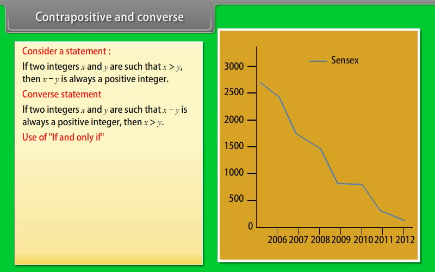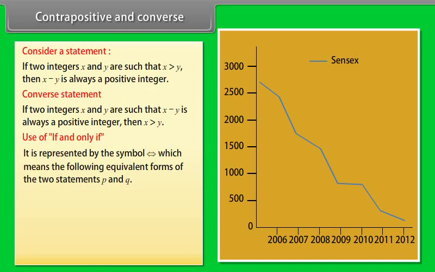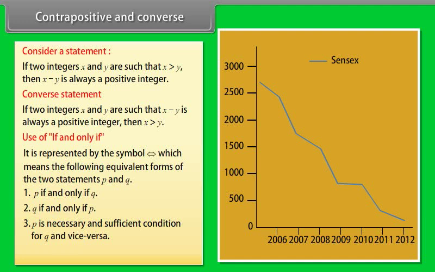Use of if and only if. It is represented by the symbol ⇔, which means the following equivalent forms of the two statements P and Q. P if and only if Q. Q if and only if P. P is a necessary and sufficient condition for Q and vice versa. P if and only if Q.